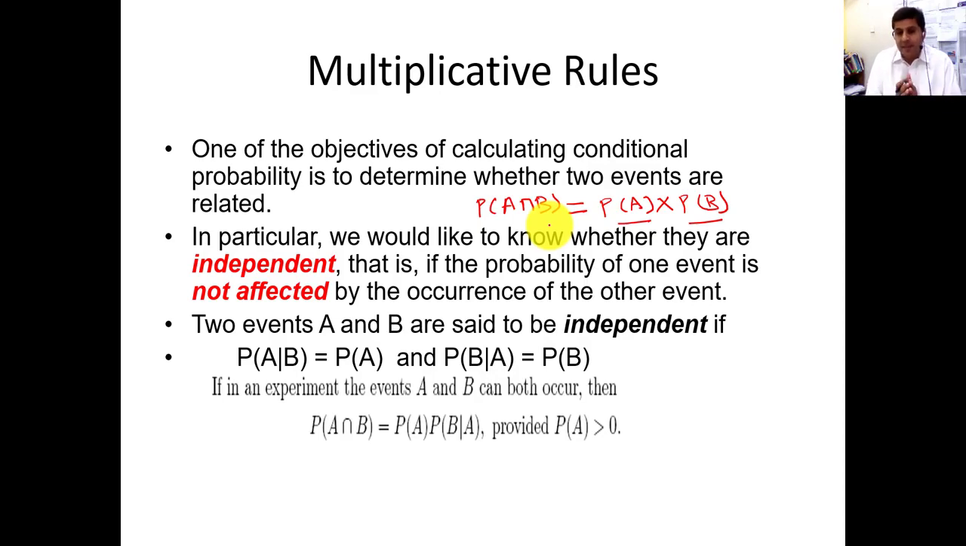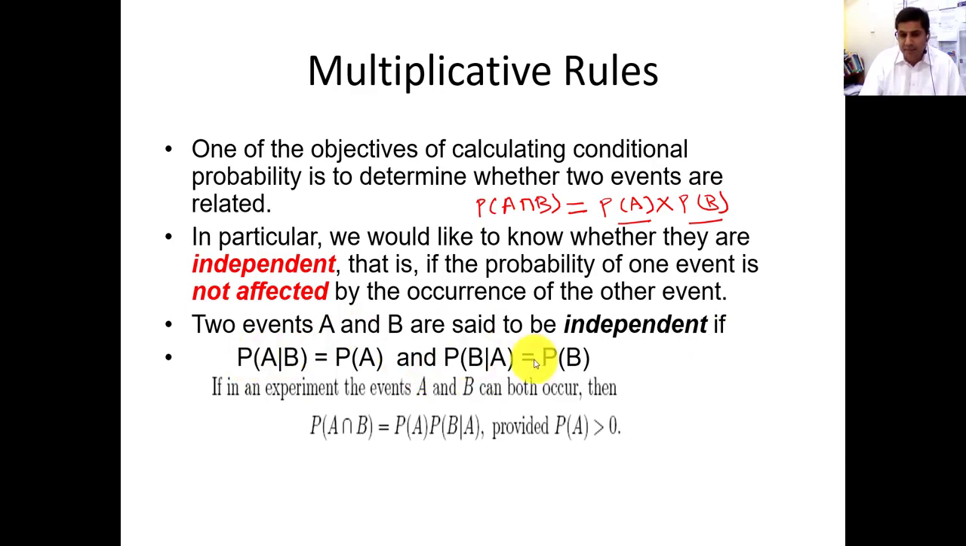I have already discussed the concept of dependent and independent in great detail, and I already mentioned a lot of examples of what will be dependent and what will be independent. If the probability of one event is not affected by the occurrence of the other event, two events A and B are said to be independent.